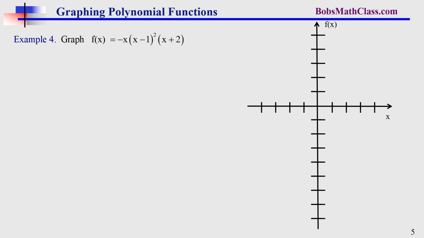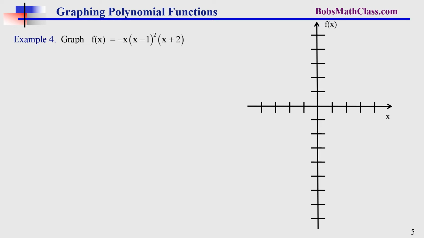All right, here's our next one. This was in factored form. We're going to set each factor equal to 0. I also want you to take note of the exponent on the x-1. It's a 2. That's going to tell us something about the graph, and we'll talk a little bit more after we're done. But let's take note of that.